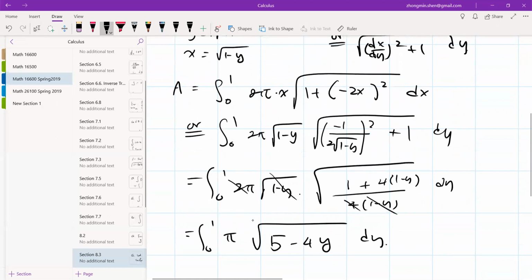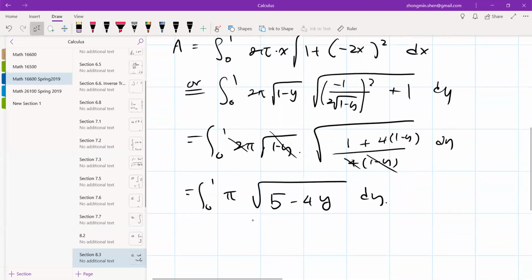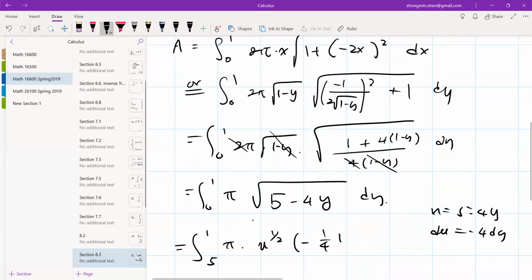This is a nice integral. All you have to do is use a substitution to evaluate it. Let u be 5 minus 4y, so du equals negative 4 dy. When y equals 0, u is 5. When y equals 1, u is 1. And here we have u to the 1/2, times negative a quarter du.